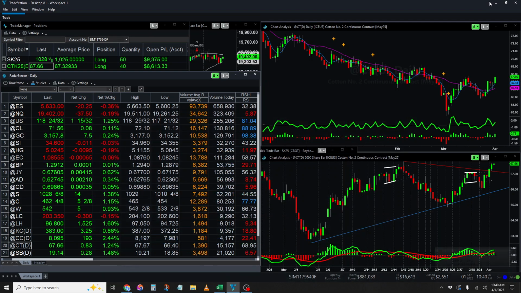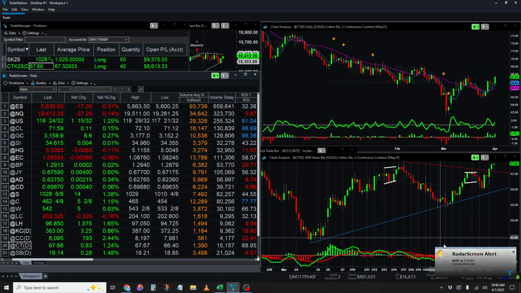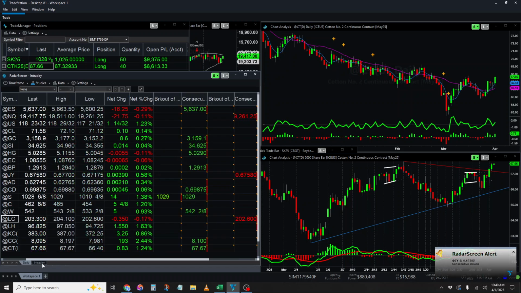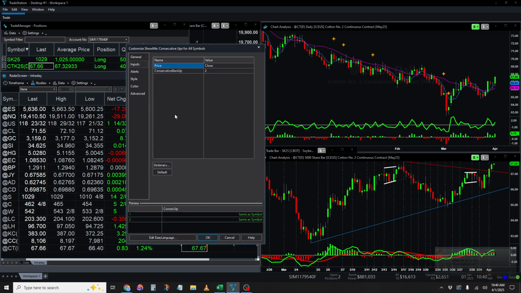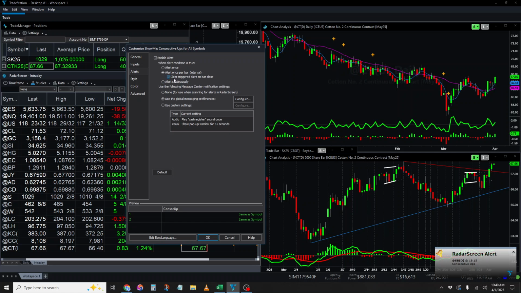Okay, I just want to update you. These noises are just alerting me to consecutive ups, consecutive downs. It's just to keep bugging me if something keeps moving in one direction. I've got it programmed where these things just pop up and down. So you can see two consecutive bars up, and I have the alert set to alert me once every bar, and then clear the triggered alert and redo it again and again and again.